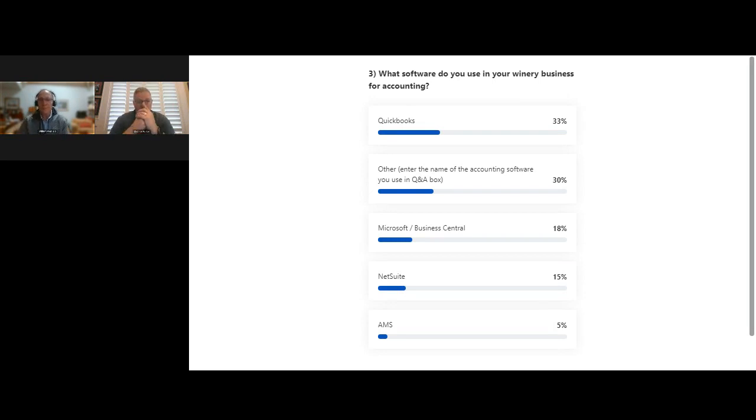So a very big split. Not surprisingly, the largest is QuickBooks. I mean, it's obviously the most common in the world, but QuickBooks also has a lot of limitations. And particularly, QuickBooks is not an ERP system.